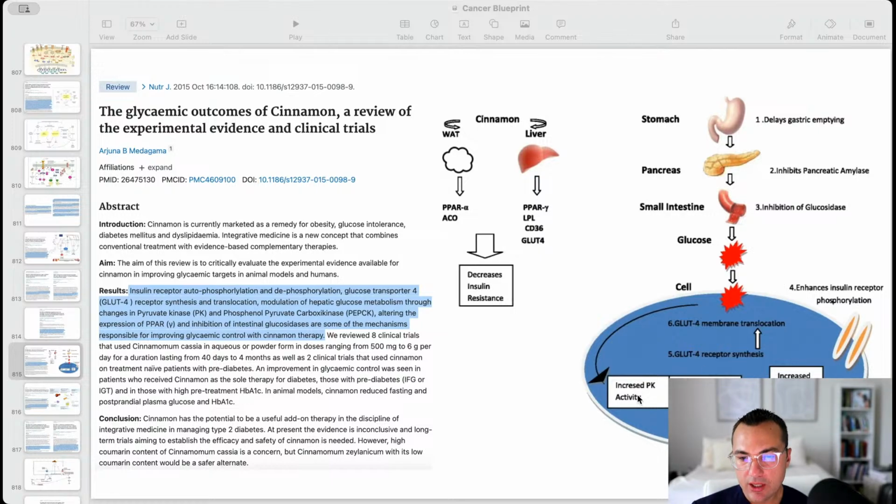It's going to have effects on enzymes that are responsible for the hepatic glucose metabolism, specifically this PK and PEPCK, which is going to increase glycogen synthesis. And it's going to have effects on upregulating glucose transporters, similar to that of several compounds we looked at, GLUT4, as a way to lower blood glucose.